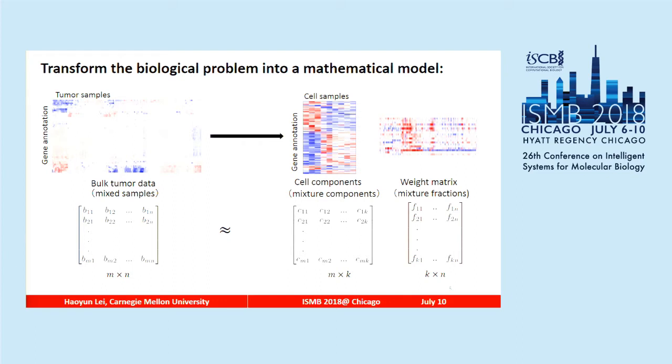Based on the model, we can translate the biological problem in a mathematical way, and we can use a matrix to represent the average copy number of genes in the bulk tumor, and we would like to decompose the bulk tumor matrix into a cell component matrix that represents the exact copy number of each gene in each cell component, and the corresponding weight matrix that represents the amount of each cell in each tumor.